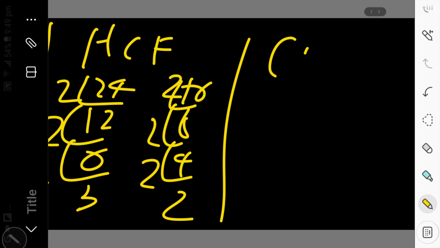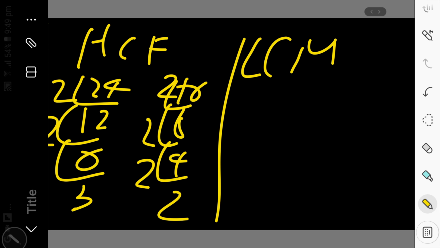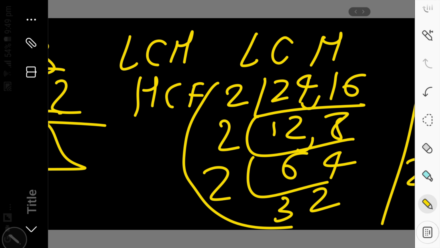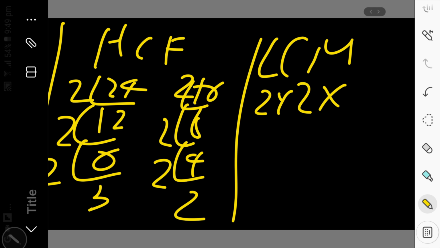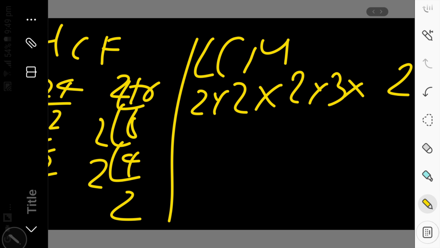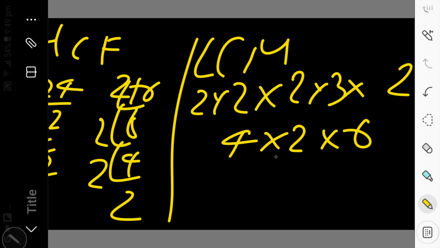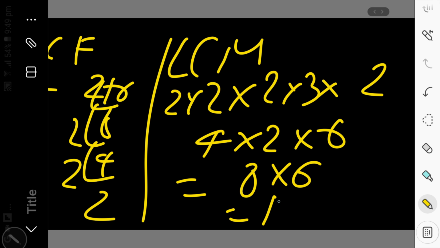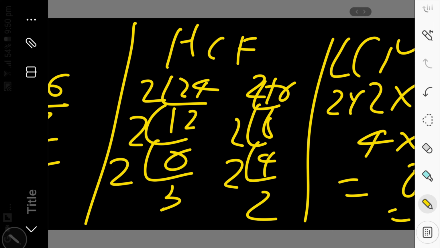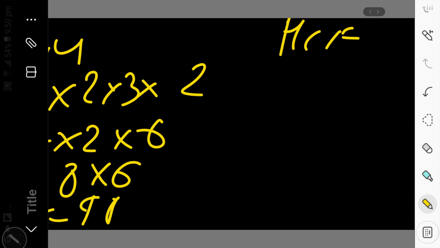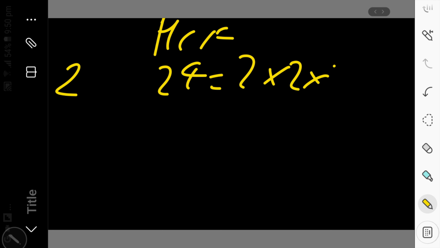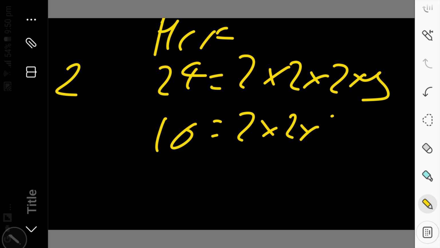Now in LCM, what we do is multiply the numbers that are outside the bracket: 2 into 2 into 2 into 3 into 2, which is 48. Then for HCF of the same numbers, what we do is first bring the numbers here, which is 2 into 2 into 2 into 3, and 2 into 2 into 2 into 2.